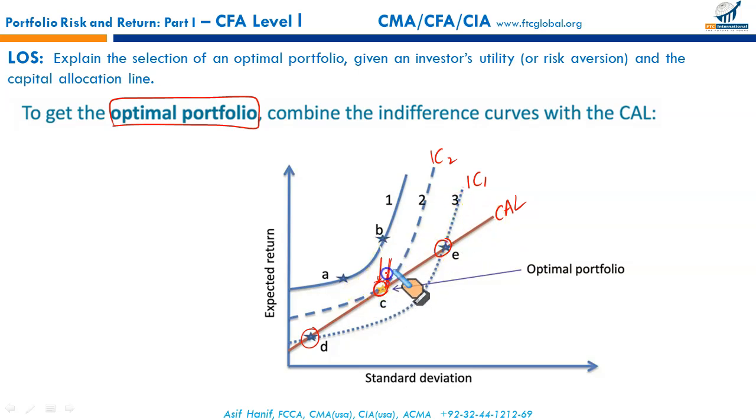So this is the optimal portfolio, the portfolio that is tangent to the investor's highest indifference curve that touches, or is tangent to, the capital allocation line. This is the one you call the optimal portfolio out of the remaining portfolios, the most suitable portfolio. And that ends your reading, Portfolio Risk and Return, Part 1.